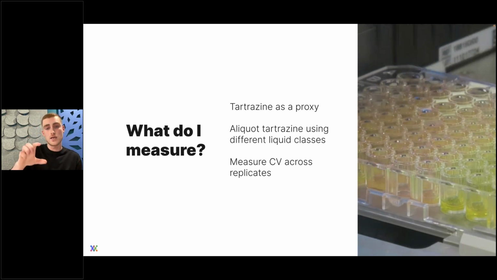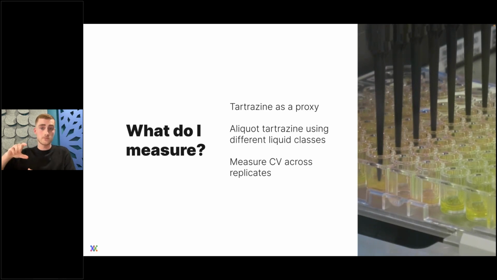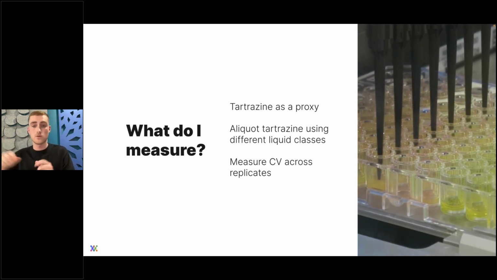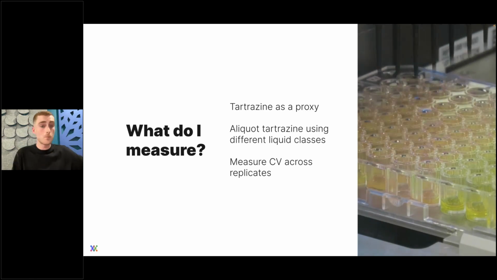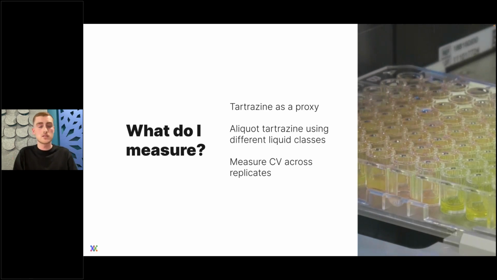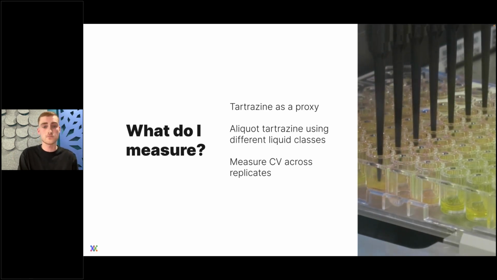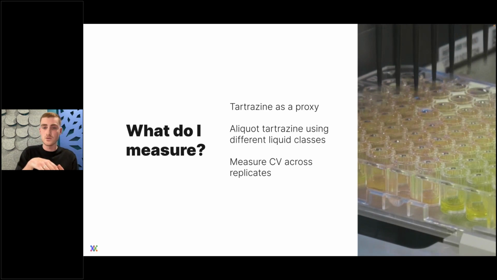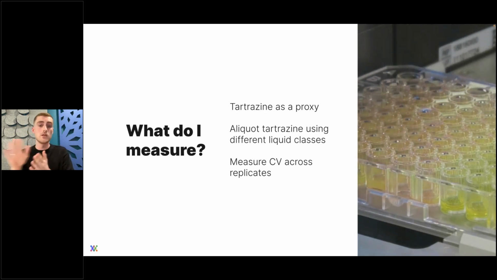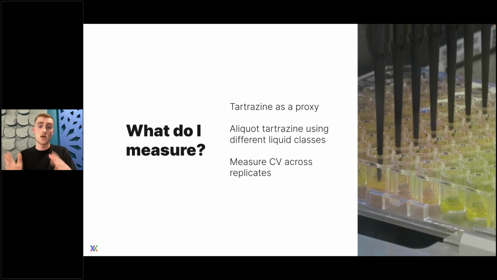And what you can do is create a known concentration of tartrazine and use your liquid handler to aliquot replicates of a specific volume onto your plate. Repeat this then with different liquid classes, and then measure absorbance, I think around 400 nanometers. And then from your absorbance values, you can measure the coefficient of variation, for example, between your replicates. So this gives you a great indication of the precision you can achieve with different liquid classes. So the consistency of that pipetting.